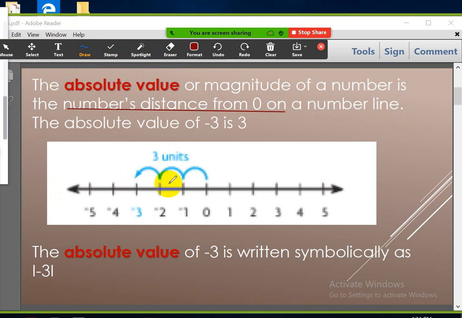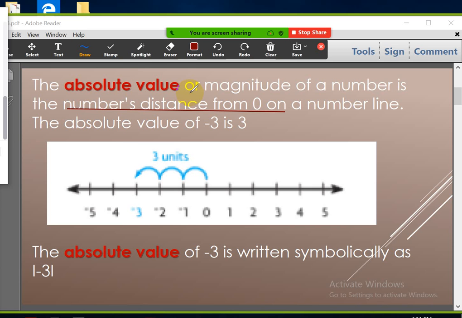So the absolute value is a distance. And you know, you took distance before in science, right? And you know that distance will always be what? A positive number. Is there any distance that is negative? No.